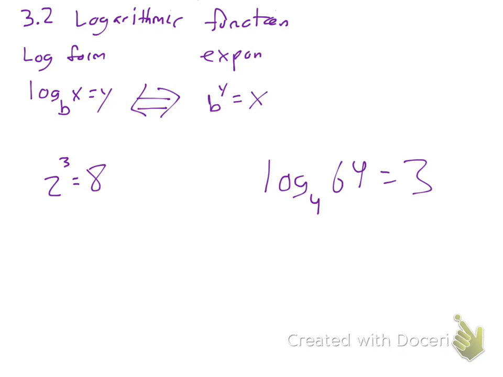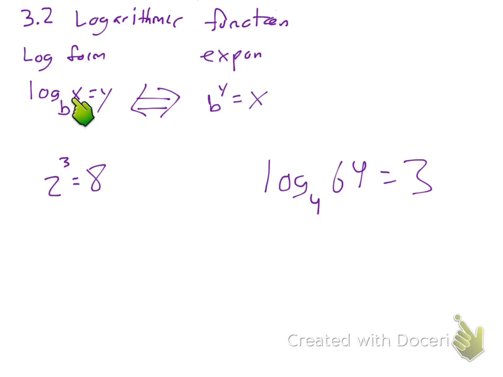Log base 2 of 8 equals 3. Now remember, all our positions are in certain places. So when we go here, the base of our exponent is the same as the base of the log. The exponent of the exponent is what the log equals. And the number that your exponent equals is the number that goes inside the log. It's because logs are just a fun way to express exponents.